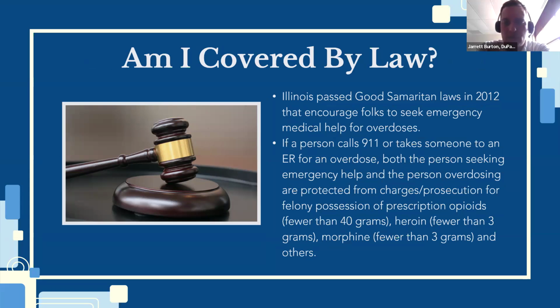If a person calls 911 or takes someone to an ER for an overdose, both the person seeking emergency help and the person overdosing are protected from charges of prosecution for felony possession of prescription opiates of fewer than 40 grams, fewer than 3 grams of heroin, 3 grams of morphine, and there's a whole lot of others. I suggest if you're interested, check those laws online.